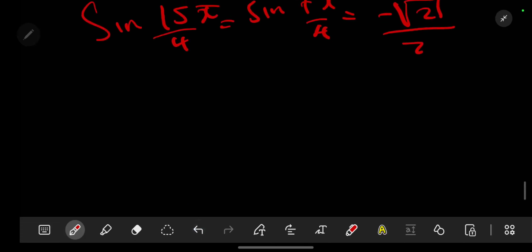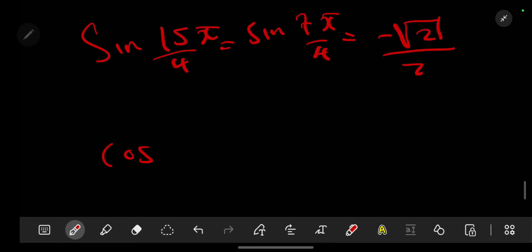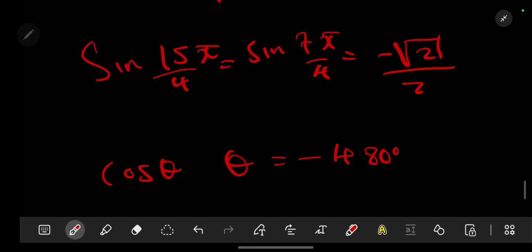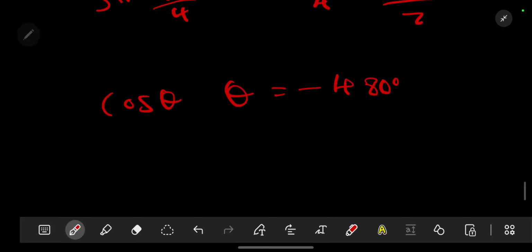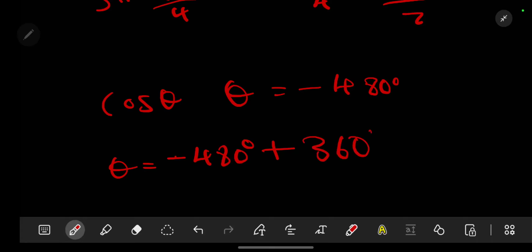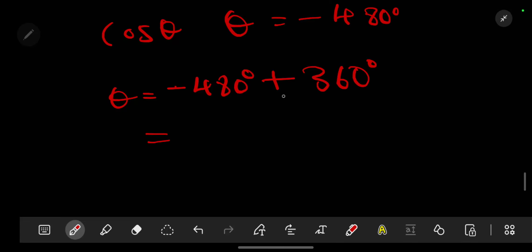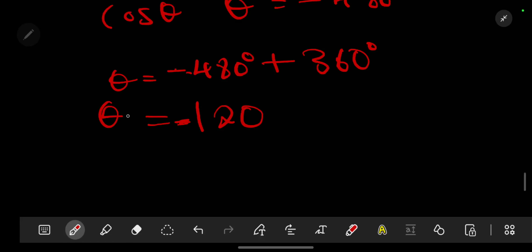Our last question is, let's say the cos of theta for theta equal to negative 480 degrees. Remembering our coterminal angle principle, we said that you add 360 or subtract 360. The coterminal angle for negative 480 degrees: since this is negative, we need to add. If it was positive, we would subtract, because 480 is greater than 360. So this minus this is negative 120.